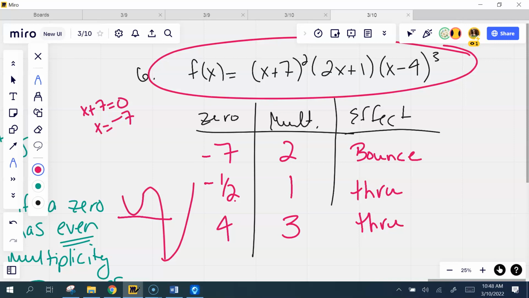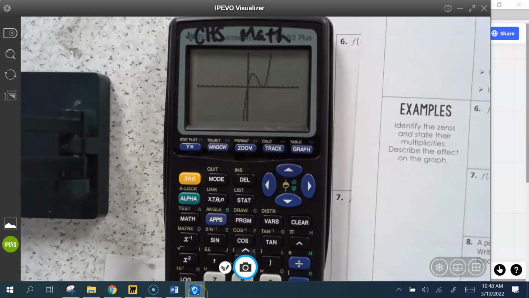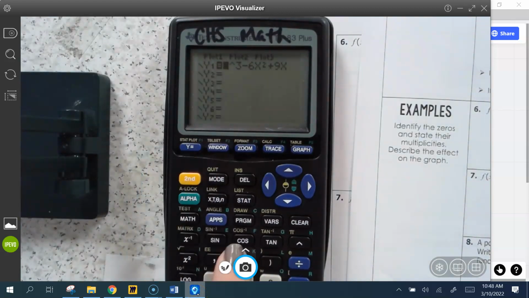So put it in your calculator and see. In your calculator, put it in just the way it's written there: (x plus 7) squared, (2x plus 1).